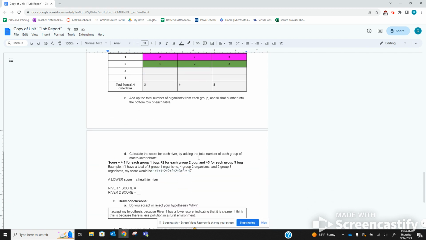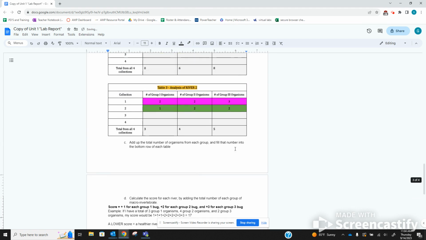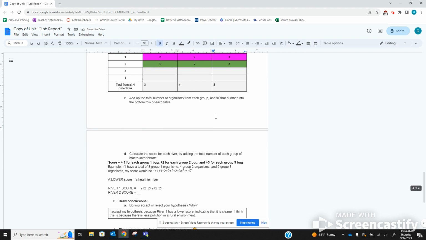So I could write 2, 2, 2, 2, 2, 2, plus, and then these guys are each worth 3. So I'm going to have 8 3s. 1, 2, 3, 4, 5, 6, 7, 8. Okay, and the other way I can write that is 0 times 1 plus 6 times 2 plus 8 times 3. It doesn't matter. You can write it either way. Both are fine and both mean the same thing and will give you the same number.